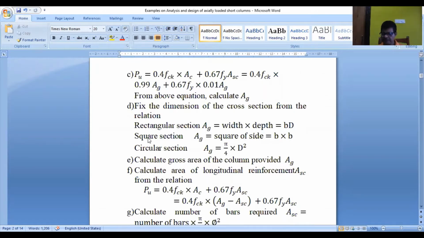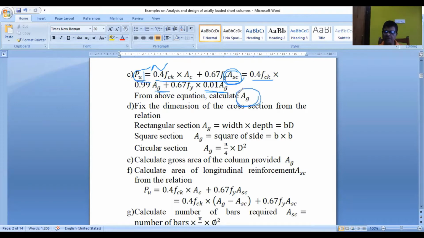Once you find the concrete area, you go to your formulae. That is given on page 71, that your PU is equal to 0.4 FCK AC plus 0.67 FY ASC. Now this ASC is in terms of gross area. ASC is equal to 0.01 AG. That means now this formula PU depends on only AG. So from this relation, PU should be in Newton, because these stresses are Newton per millimeter square. So this must be converted into Newton. Okay, PU must be in Newton. If it is given in kilonewton, you multiply by 1000, or 10 to the power 3, to find out the value in Newton. So from this equation, you can find the gross area.